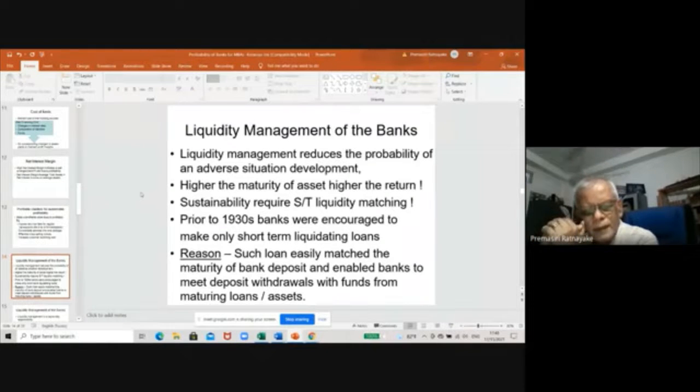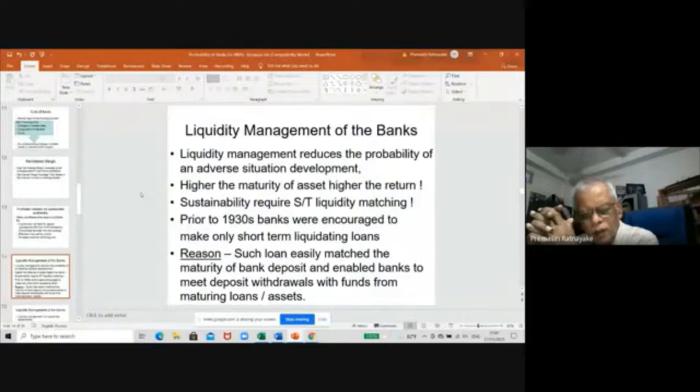Liquidity management of banks. Liquidity management reduces the profitability of an adverse situation development. As we were discussing right throughout, maintaining liquidity and maintaining profitability is something like opposing forces. If you keep liquid funds, there's lower profitability. If you maintain the barest minimum liquid funds, then there's a possibility of higher profitability. So liquidity management reduces the profitability of an adverse situation development.